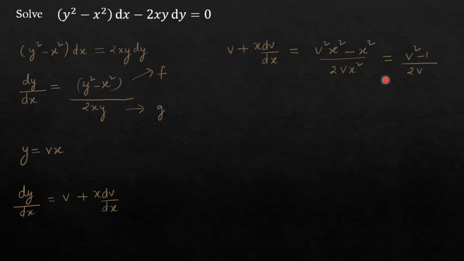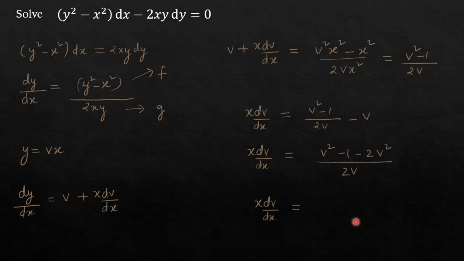Now take this v to the right hand side. It becomes x dv by dx is equal to v square minus 1 divided by 2v minus v. So x dv by dx is equal to v square minus 1 minus 2v square divided by 2v. After solving this, it comes out to be minus of 1 plus v square divided by 2v. So x dv by dx is equal to minus of 1 plus v square divided by 2v.